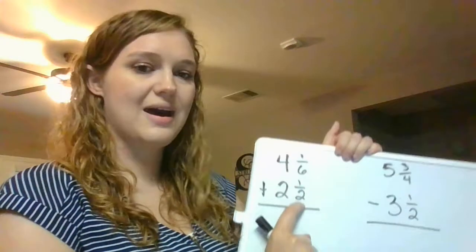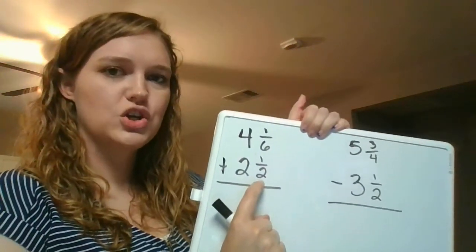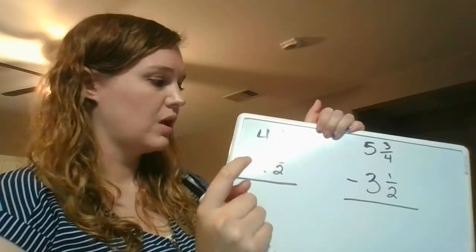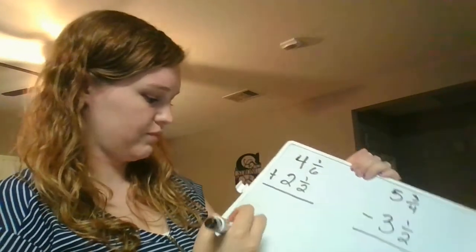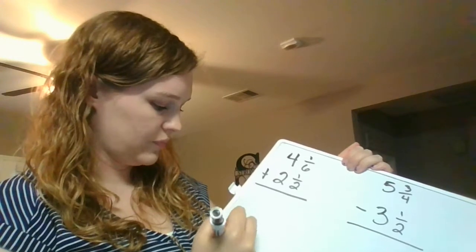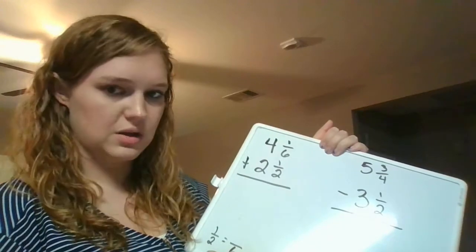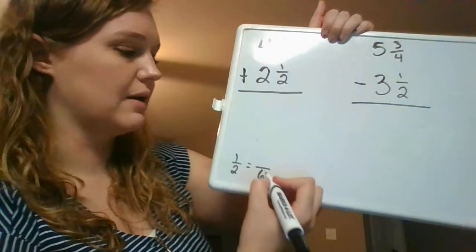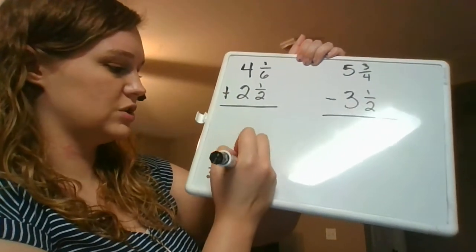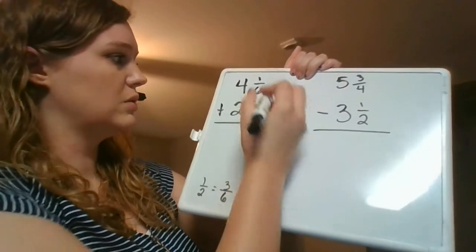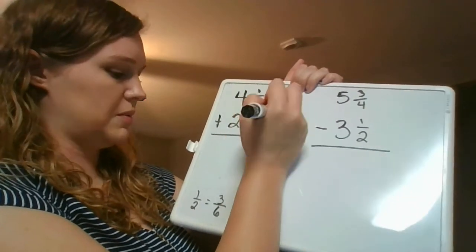Now, just like yesterday, we have to make sure our denominators are the same before we can add. I can't add 1/6 plus 1/2. But 1/2 can easily change to a sixth. So I'll say 1/2 is equal to how many sixths? Well, 2 times 3 equals 6, right? Sorry, you probably can't see that. So I have to multiply the top by 3, which is 1 times 3. So instead of 2 1/2, I'm going to make this 2 3/6.